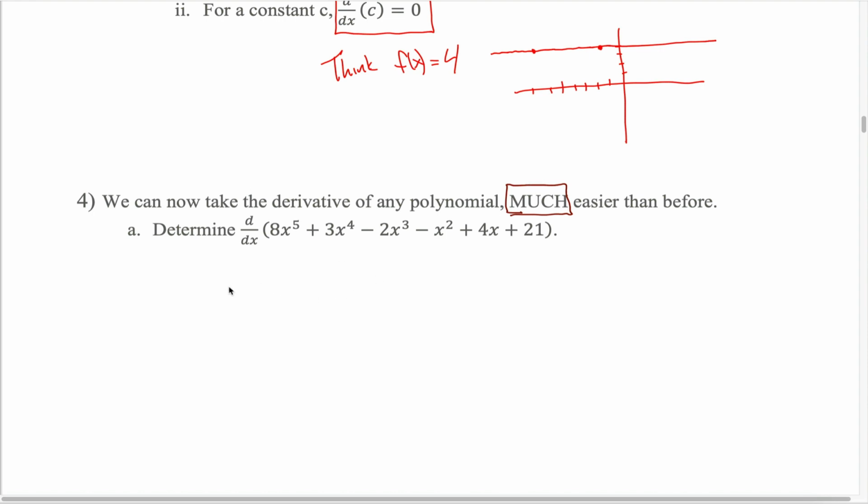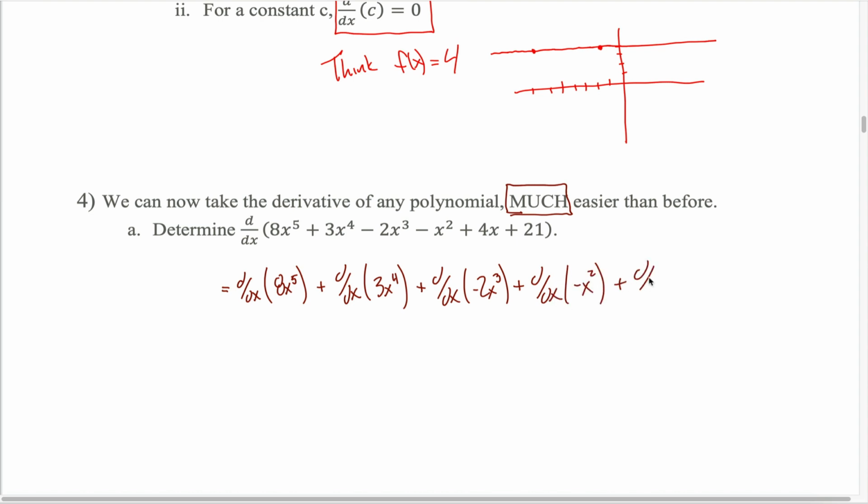Let's first use the derivative sum rule. That says when I'm taking the derivative of things being added together, I can instead just take the derivative of each term individually. So I got the derivative of 8x to the 5th plus the derivative of 3x to the 4th plus the derivative of negative 2x cubed plus the derivative of negative x squared plus the derivative of 4x plus the derivative of 21. Using my derivative sum rule, like 5 times or so, I can rewrite this derivative as this derivative.